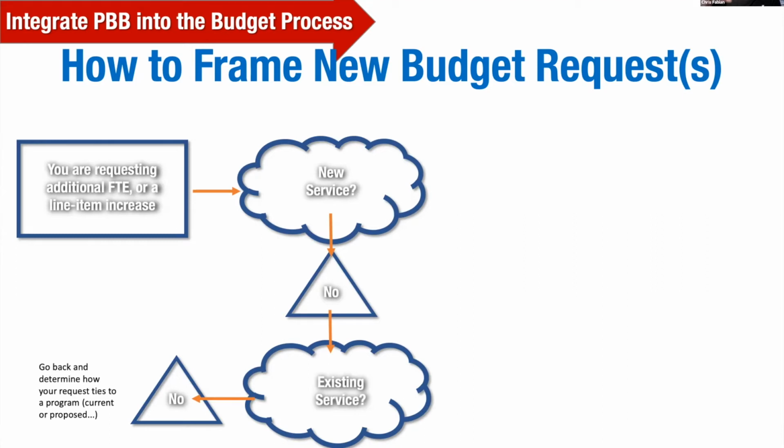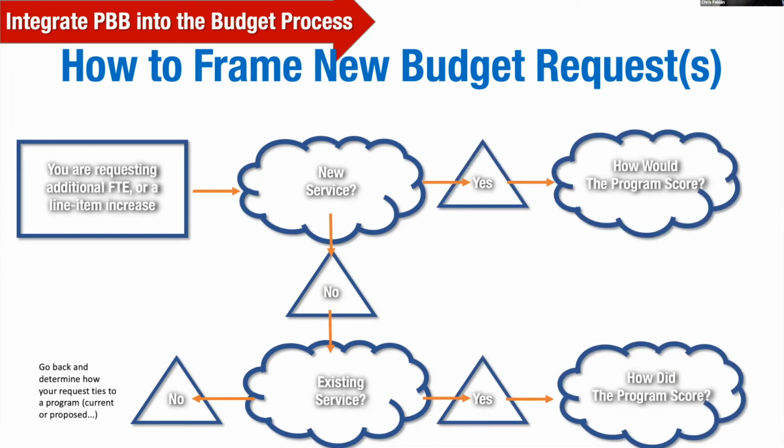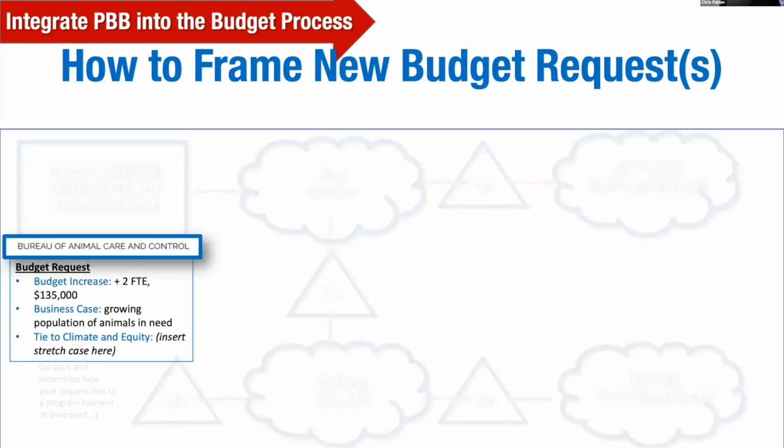But in general, we want to say, please go back and tell me how this request for resources actually ties to a program in your program inventory. And depending on whether it's a new service or existing service, tell me more about how that program scored. Is it mandated? Are you asking for these FTE because there's a new mandate that requires us to increase our level of service? Does it have anything to do with our strategic plan? We're trying to link that budget request ultimately with outcomes that we've now scored all of our programs against.